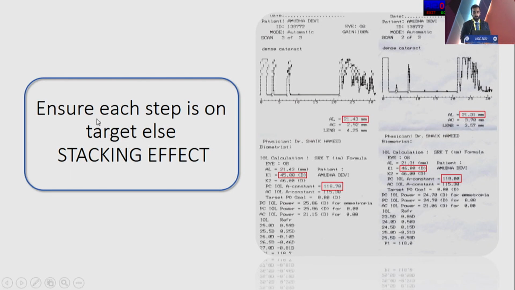And ensure that all your other steps are on point, or otherwise you can have a stacking effect and give you an erroneously wrong formula. Make sure that your K values are all consistent, and make sure that your A constants are also on point. Otherwise, the IOL power that you will have between 2 readings can be grossly wrong.